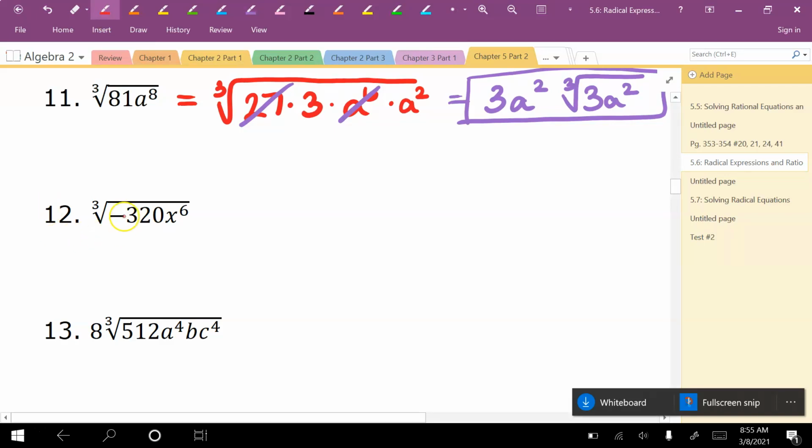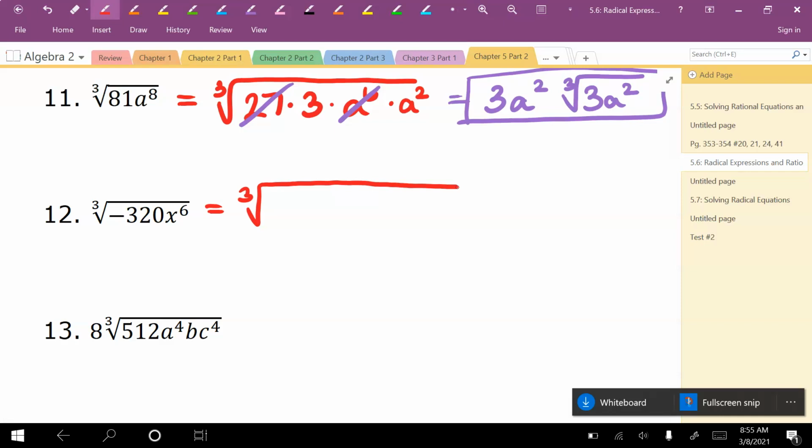All right, let's go ahead and look at 12 together, and then I'll let you guys try number 13. Okay, so again, I would start by testing 320. So take the cube root of that, and I get 6.8399, and it keeps going. So that's not a perfect cube number. So I am going to have to try to break this one apart as well.